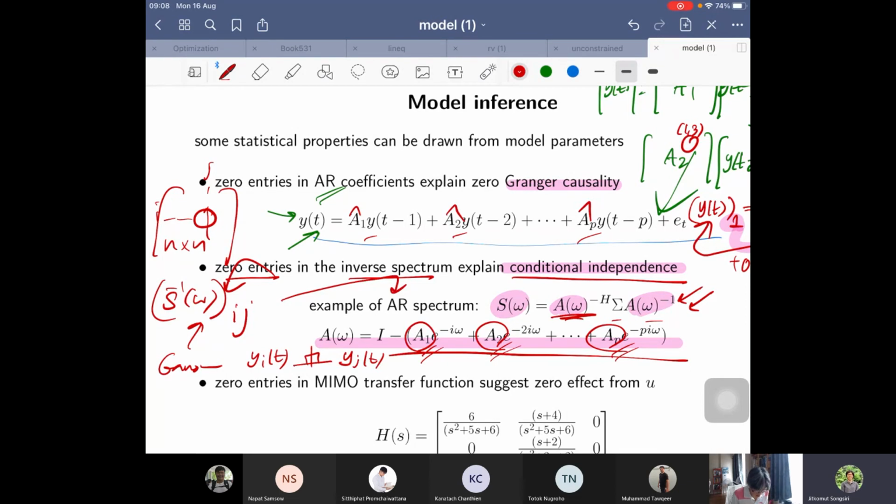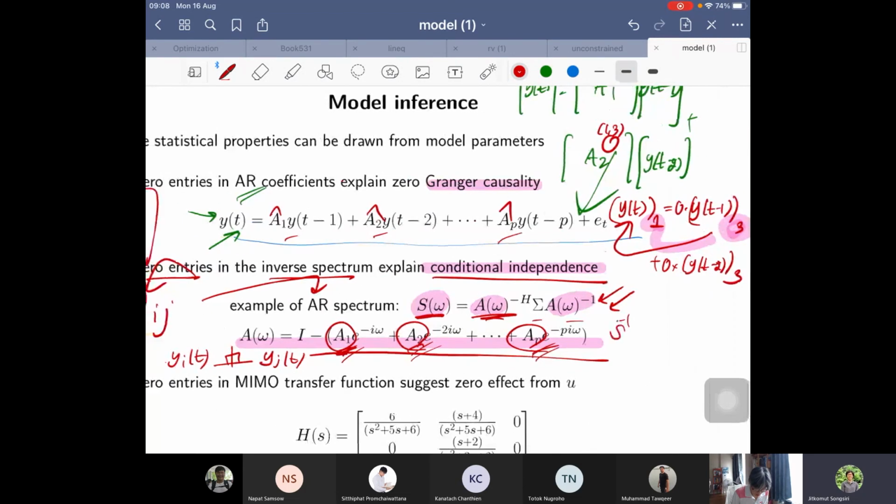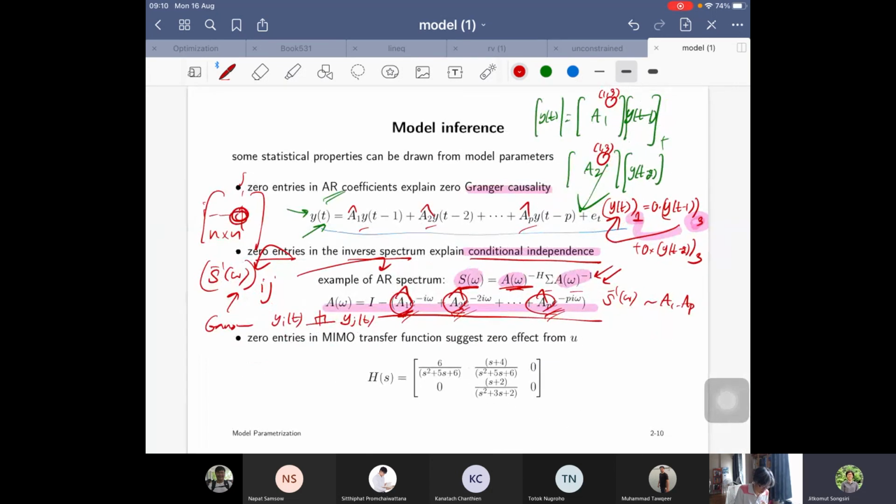So you see here that if your S is parameterized by AK, conceptually your S inverse is parameterized by A1 to AP as well. After you estimate the process, which means you estimate A1 hat, A2 hat, up to AP hat, the 0 pattern in the S inverse will give you the conditional independence structure of the vector random process.